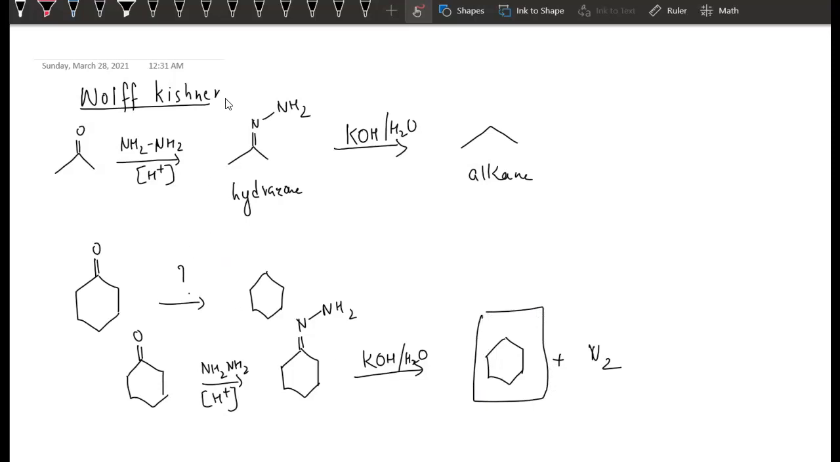Okay, so this is called a Wolff-Kishner reduction. It's a reduction reaction, okay, because you're reducing it to an alkane. And I'm not looking for the mechanism, but I really want you to know how to convert an aldehyde or a ketone to an alkane. Okay, so stop this video here, and in the next video we'll talk about carbon nucleophiles.